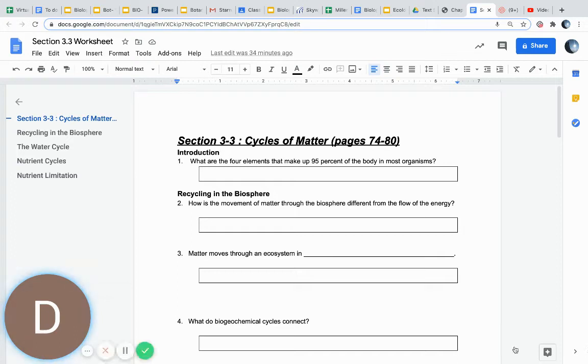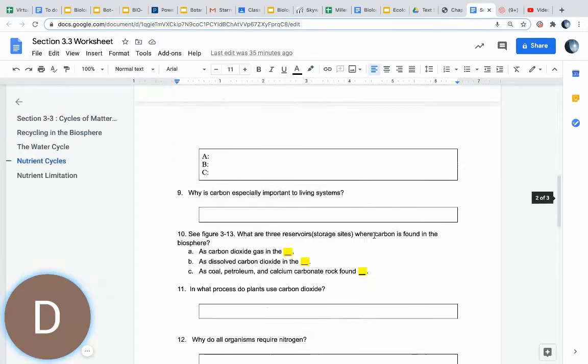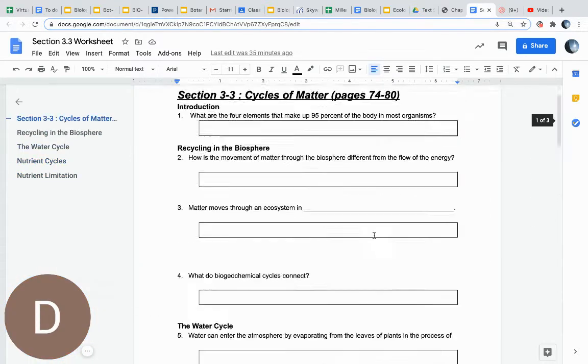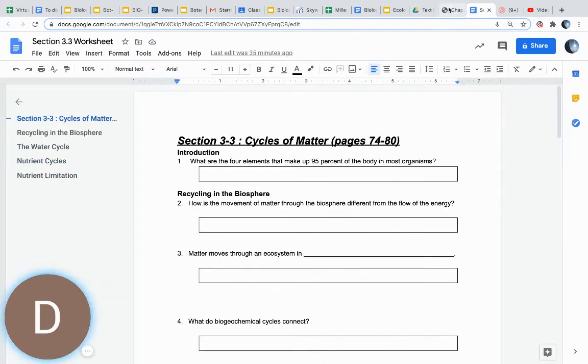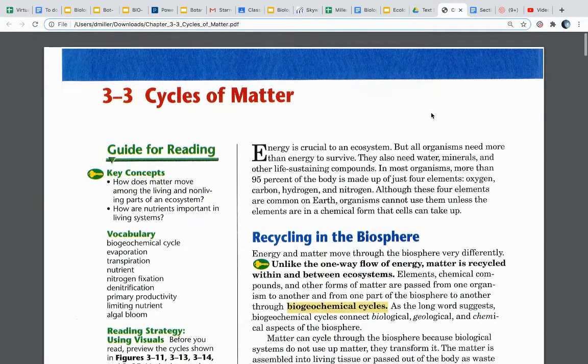And welcome back to our third and final audio version, our last section of our ecology text, which is section 3.3, Cycles of Matter. This corresponds to pages 74 through 80, so make sure that you're going through and filling out this worksheet that corresponds to it. You've been given a copy on Classroom.